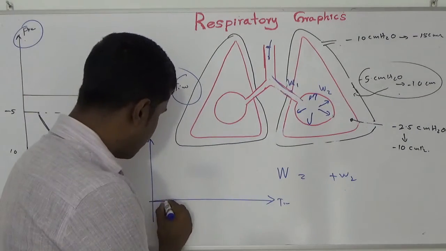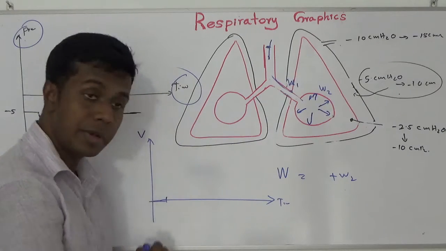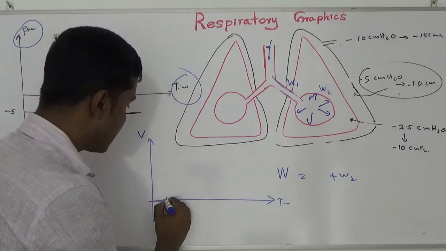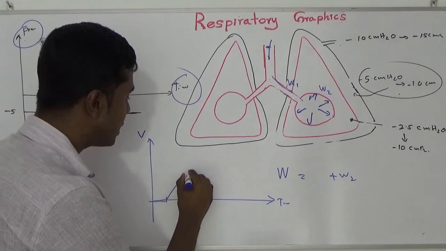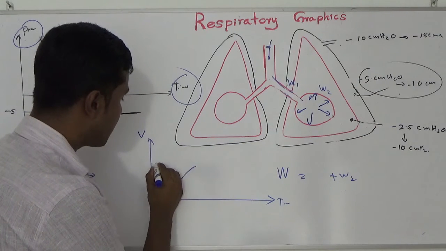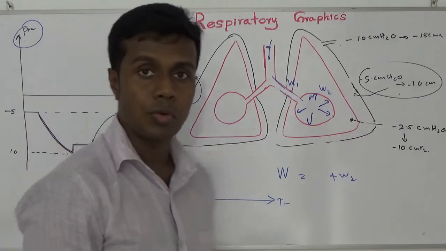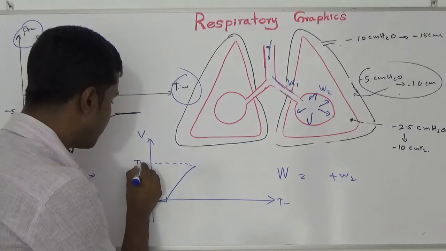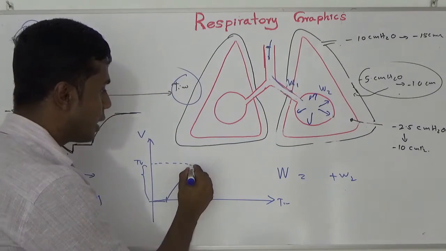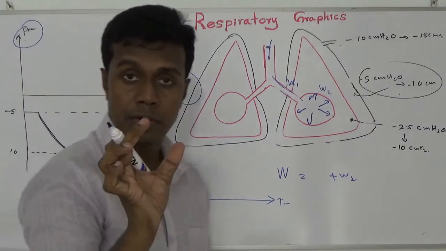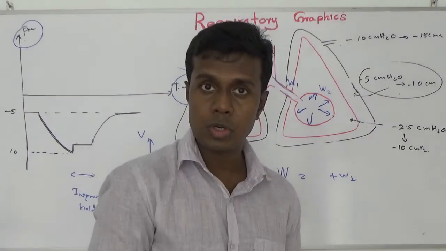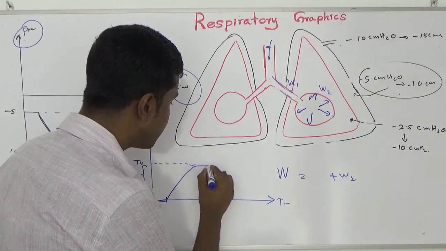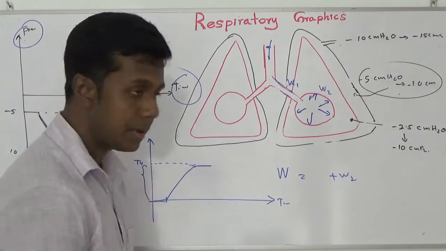Initially, there is no volume. Then I start breathing from here. When I start breathing, what happens? Air gradually comes into my lung. Once I have inspired my tidal volume, from here to here, tidal volume, I will stop breathing for a few hundred milliseconds. We are going to call it inspiratory pause. Here is my inspiratory pause, then my expiration happens.